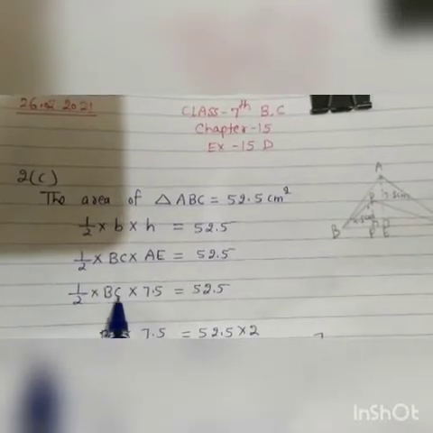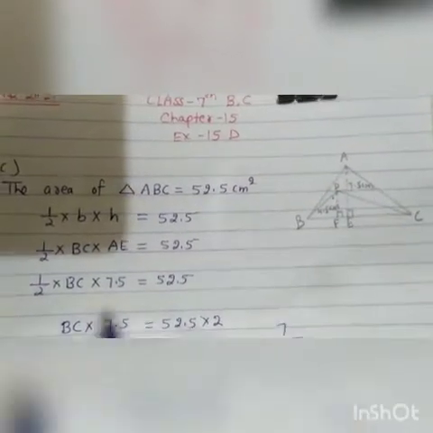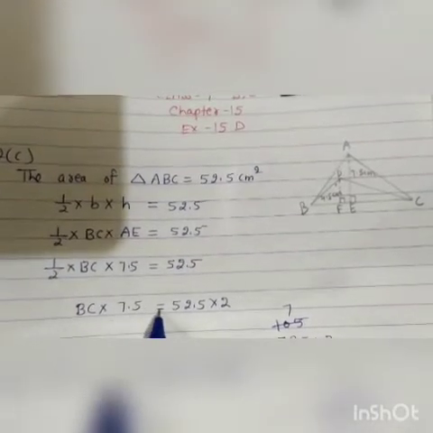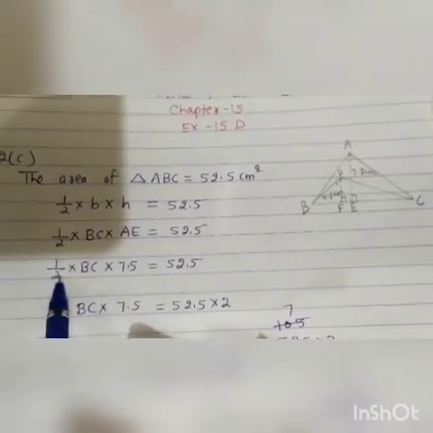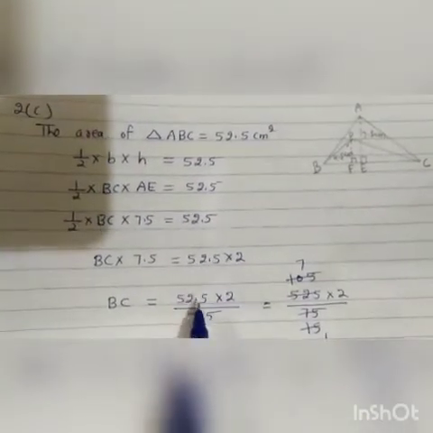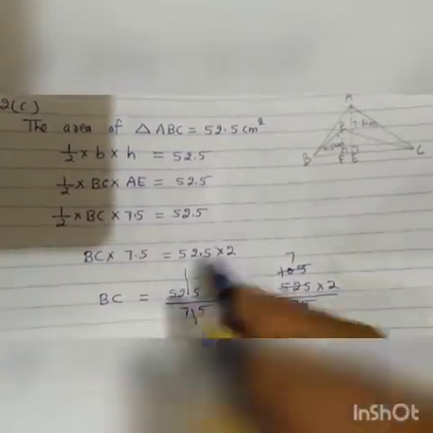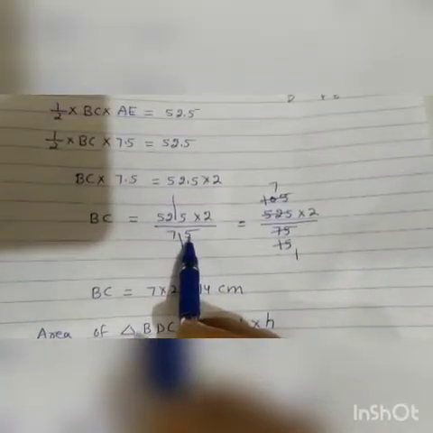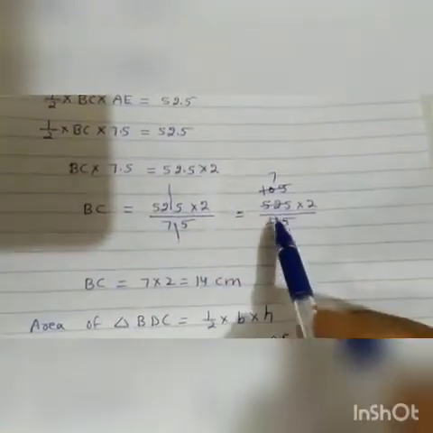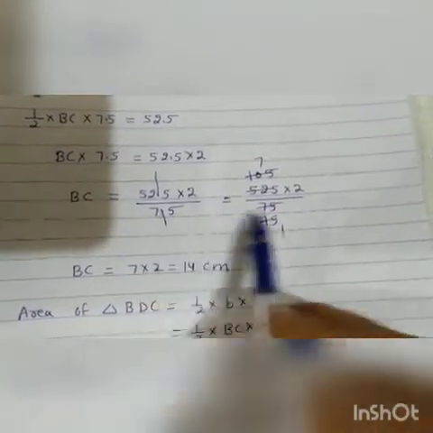1/2 base BC we have to find out. AE height is given, this one, 7.5 centimeter, equal 52.5. Now BC into 7.5 equal 52.5. By cross multiplication, 2 will be here into 2. Now BC equal 52.5 into 2 upon 7.5. Here we will cancel this decimal. After decimal there is one digit, after decimal there is one digit. So we can cancel this decimal with this decimal. Now it is 525 multiplied by 2 upon 75.